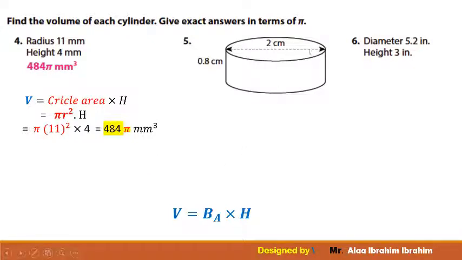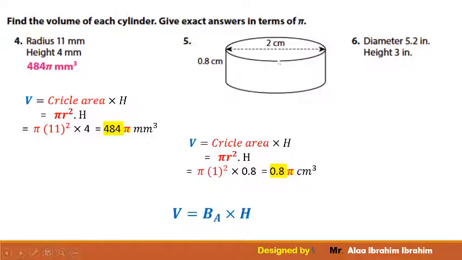The same here, but here it's the diameter. I have to find my radius. My radius is half of 2, which is 1. So I'm dealing with a circle again, my base. So pi r squared times height. Here it's pi times 1 squared, because half of 2 is 1, and 0.8 is my height. So this is my result.